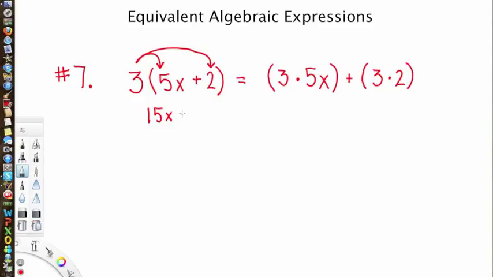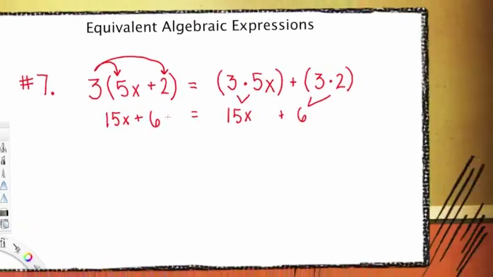And then 3 times 2 is 6. And if we go over here and just perform our multiplication, 3 times 5x is 15x. And then 3 times 2 is 6. So that was very simple, and sure enough, 15x plus 6 is equal to 15x plus 6. So both of these expressions are equivalent.